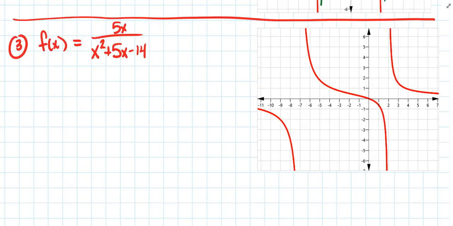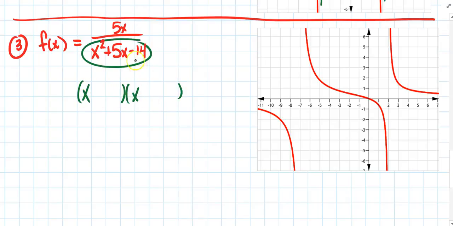Okay, number 3, on this side, check this one out. I have x squared plus 5x minus 14. Again, I want to factor this if I can. So go ahead and factor it into x and x. The factors of 14 are probably 2 and 7, right? And I need to make a positive 5, so it's going to be x plus 7 times x minus 2. Go ahead and solve this for 0.